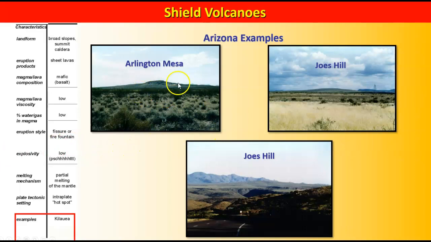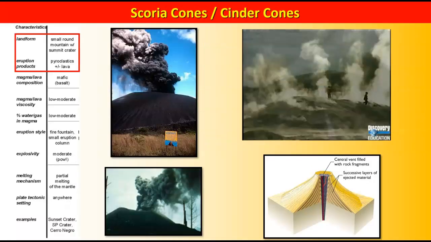We even have some little ones here in Arizona. If you drive up from the valley, go into Flagstaff at Sunset Rest Area, if you look to the east, you'll see this little tiny hill. That's a small shield volcano, right? Called Joe's Hill. And so you can point that out as you go up to Flagstaff.